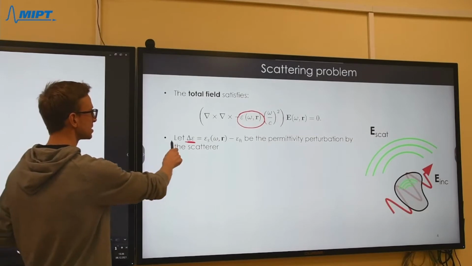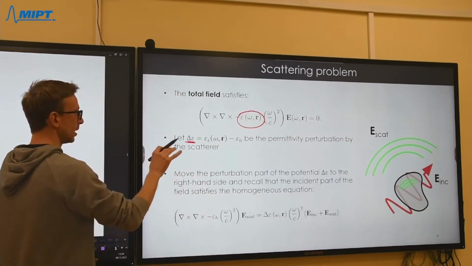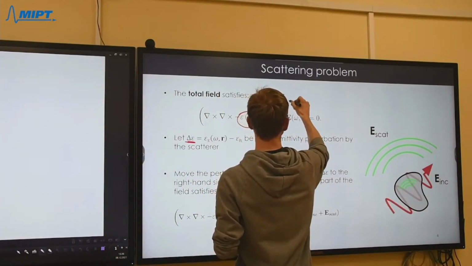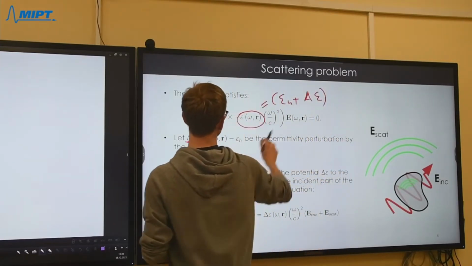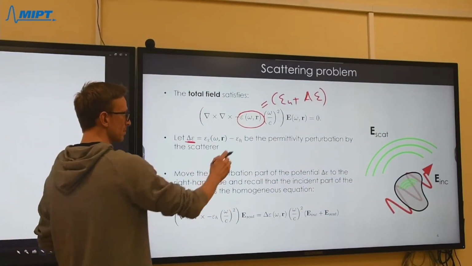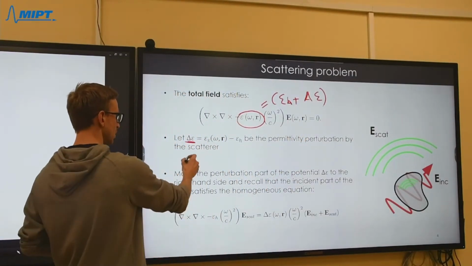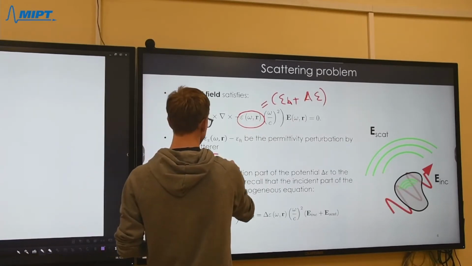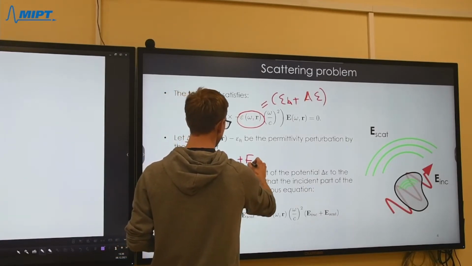And let's plug this delta epsilon here. So instead of epsilon, we will write epsilon host plus delta epsilon. And we still have the full electric field here. And now we do the trick. Now, besides this substitution, we do another substitution. We expand the electric field here as the sum of two components. Total field equals scattered plus incident.